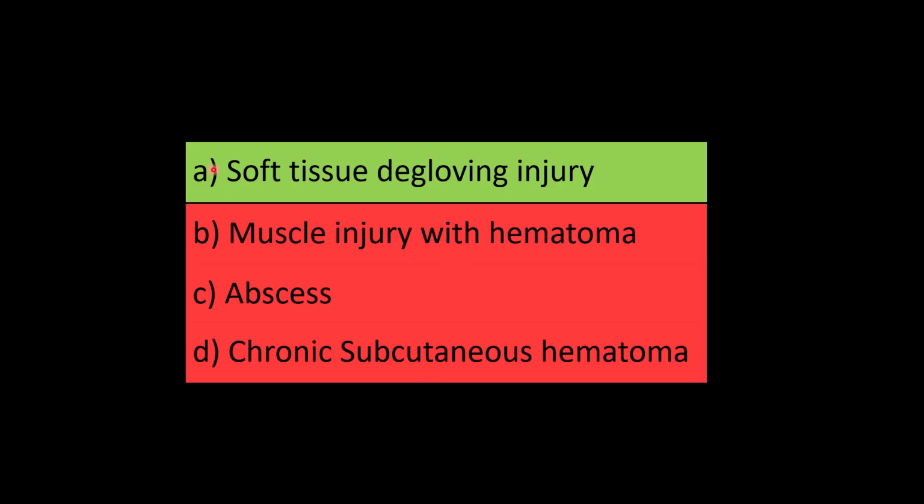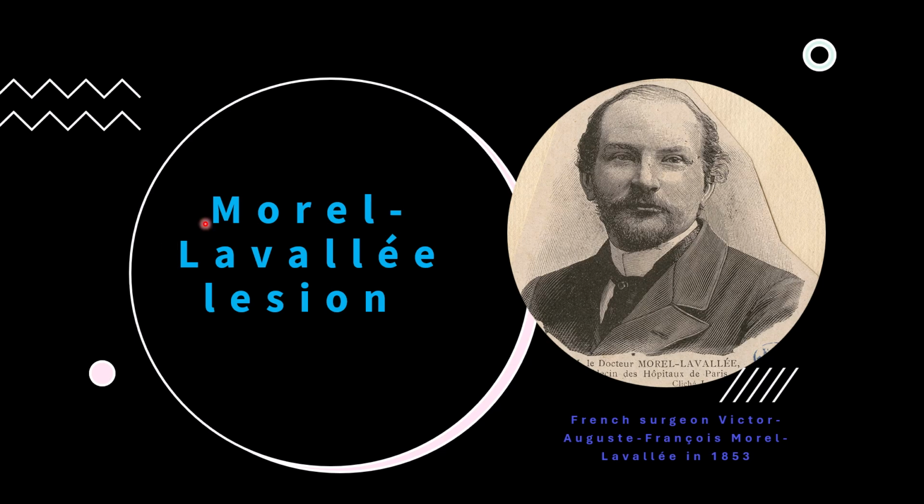obvious. It is a soft tissue degloving injury, also called Morel-Lavallée lesion, named after the French surgeon Morel-Lavallée in 1853. So what is this Morel-Lavallée lesion? For that, we need to go into the depths of the anatomy of the parietal layer.